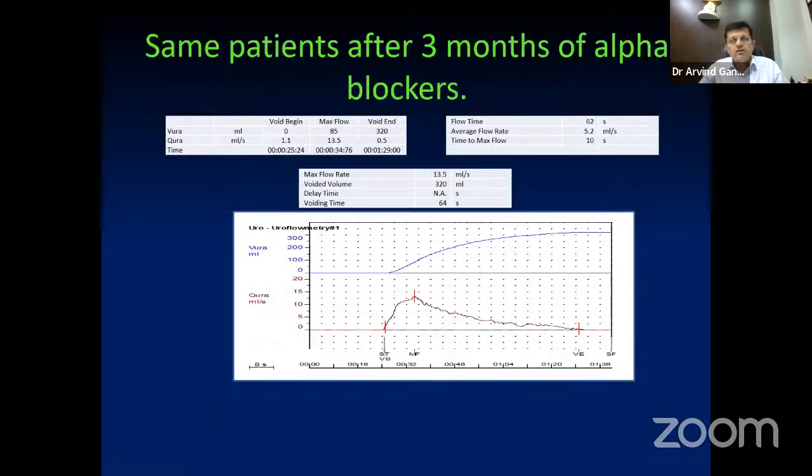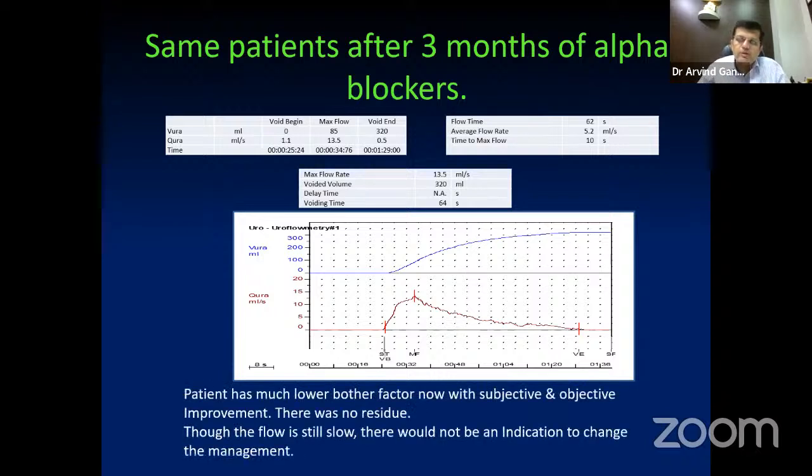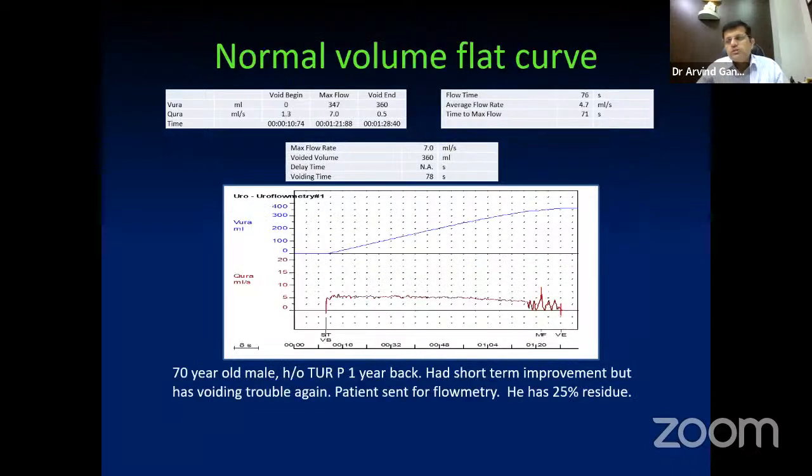Now this patient was given alpha blockers, and you see the improvement in the Qmax. The Qmax has significantly improved. The patient is voiding with a Qmax of 13.5 and he's not keeping any PVR. So just on the uroflowmetry, you see that we can decide what is the line of treatment.